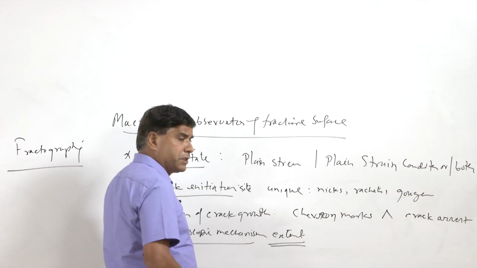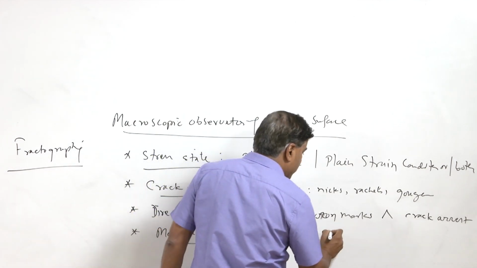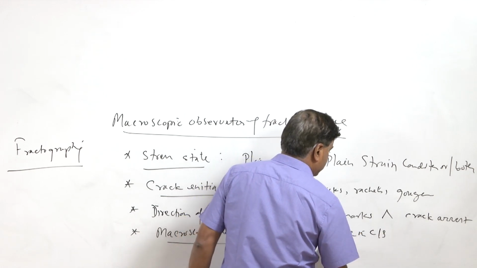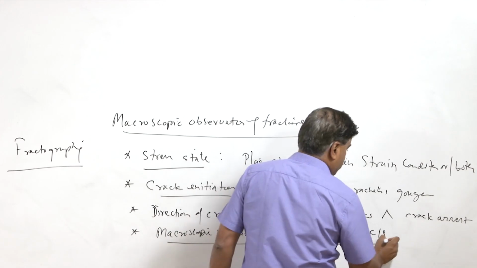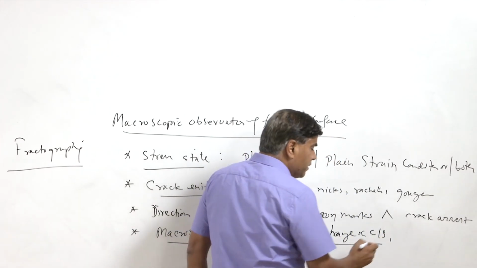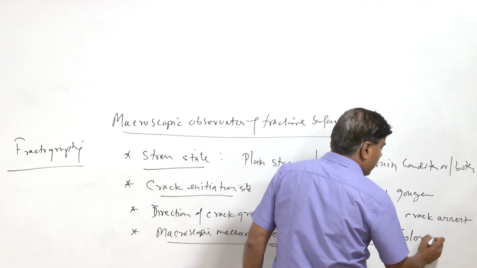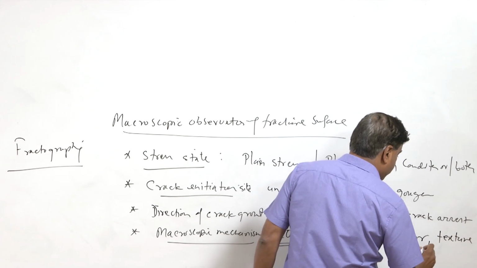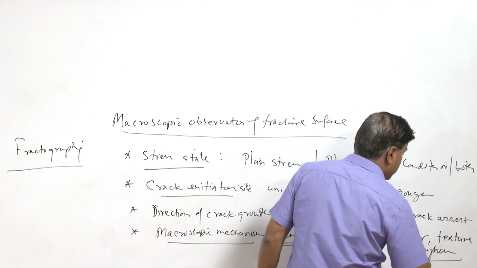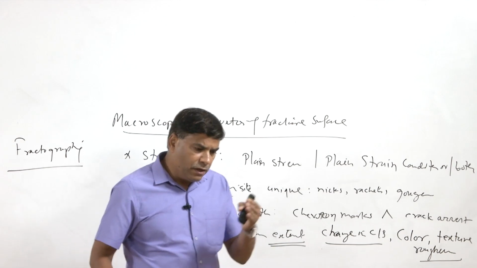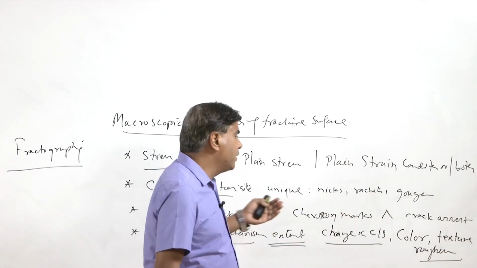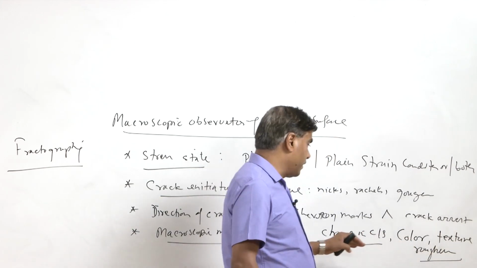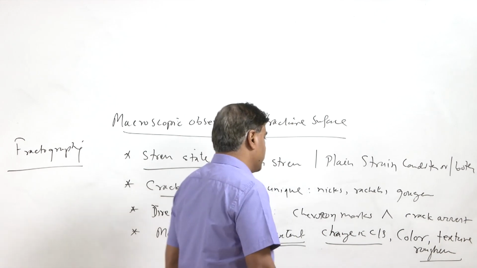and this may be in terms of the change in cross section. This is one thing. Then there can be the possibility of a change in color, change in texture, or change in surface roughness. So, these features indicate that as soon as there is a change in the operating mechanism of the fracture, there would be a change in the color, a change in the surface texture and surface roughness, or a change in the cross-sectional area of the component.